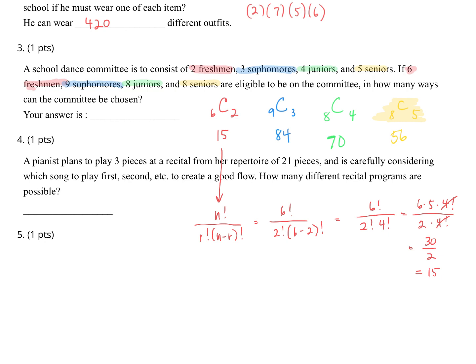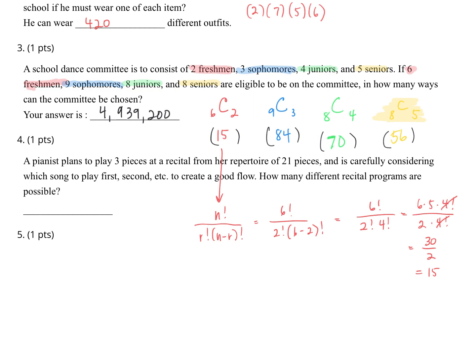And so since each of these are mutually exclusive, they're independent, they don't depend on one another, you're going to multiply all these numbers together. So you're going to have 56 times 70 times 84 times 15, and that will be 4,939,200. So that's the number of ways that a committee can be chosen given the information provided.